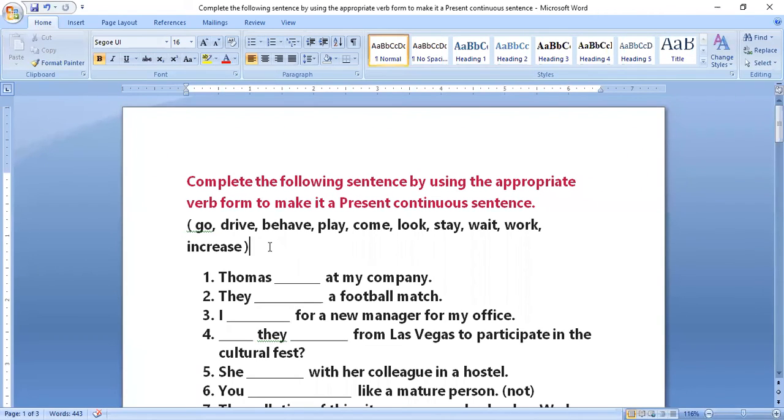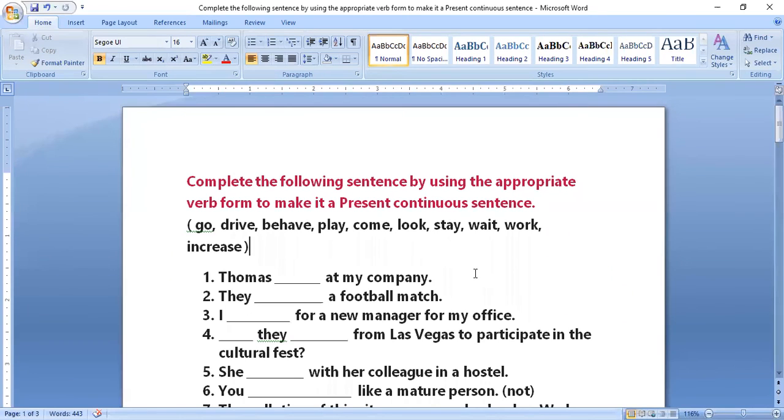What will be the answer? Thomas is working at my company. So this exercise you have to do. They dash a football match. They are playing. Yes, they are playing a football match. You have to just show the word there. If you show the word, I can see it here.